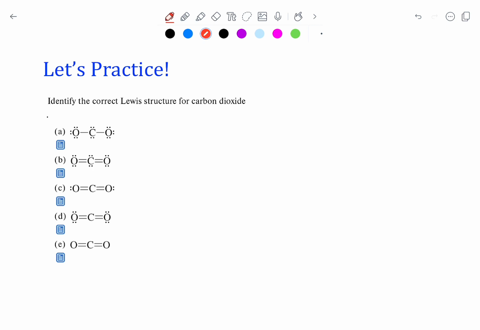First off, we should always double check our number of valence electrons. So carbon dioxide is carbon oxide 2. Remember, di is 2. So there's 1 carbon, 2 oxygens. So in total, we should have 4 plus 2 times 6, so we have 16 total electrons. Let's see if we can knock out any of these structures by counting electrons.